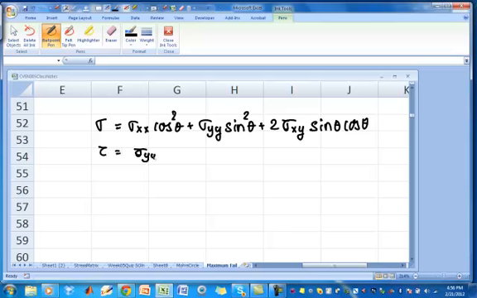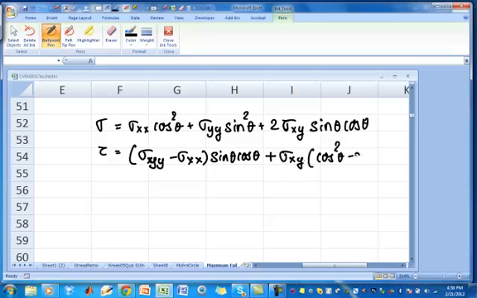Sigma yy minus sigma xx. I'm sorry. Yeah, that's right. See, I also forget sometimes. Sigma yy minus sigma xx sin theta cos theta plus tau xy, or sigma xy, cos squared theta minus sin squared theta. Now comes the nice result.